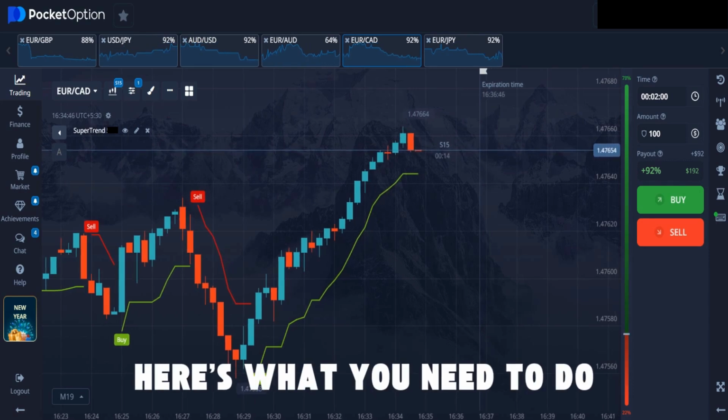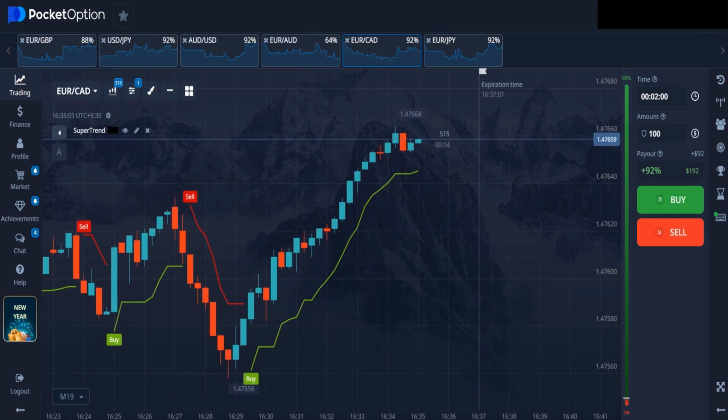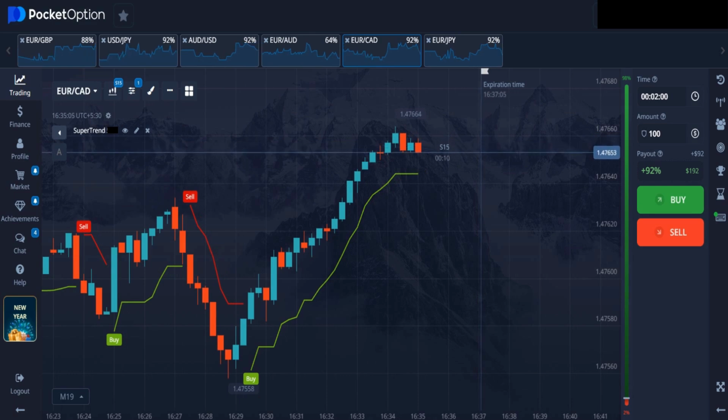For this strategy, here's what you need to do. Set the candle time frame to 15 seconds. Set the trade expiry time to 2 minutes. When you get a buy signal from the Super Trend indicator, first check if the price is near a resistance level. For a sell signal, check if the price is near a support level. If the price isn't at these levels, take the trade immediately with a 2-minute expiry.